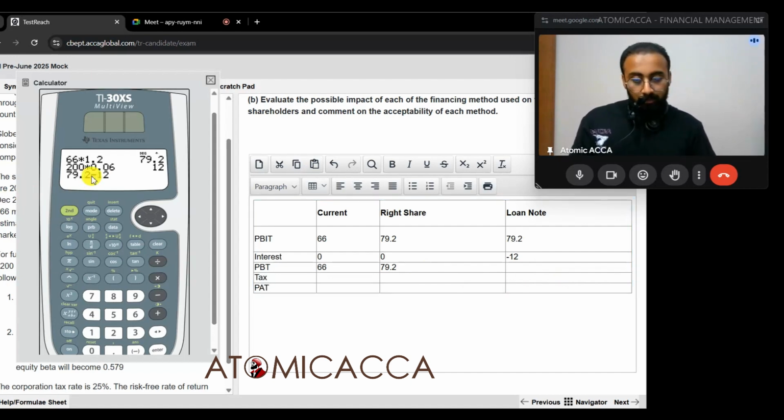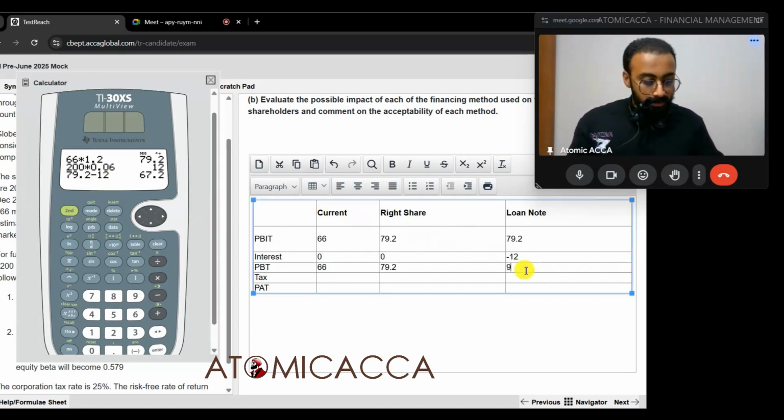79.2 minus 12. With an Excel sheet, this should have been a lot easier, but they just made our lives too difficult. So 79.2 minus 12 is equal to 67.2. Okay. Now what is the tax rate? Tax rate is given at 25%.